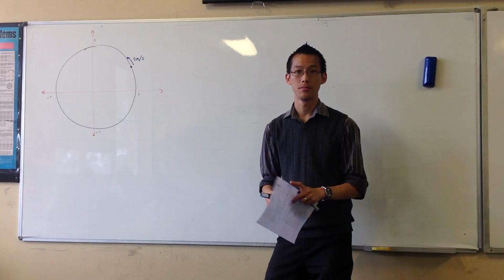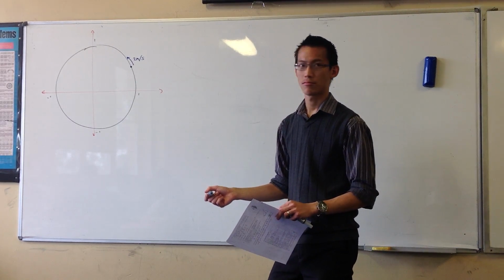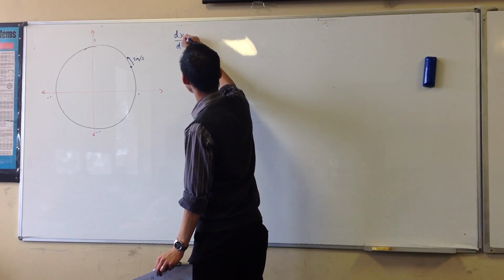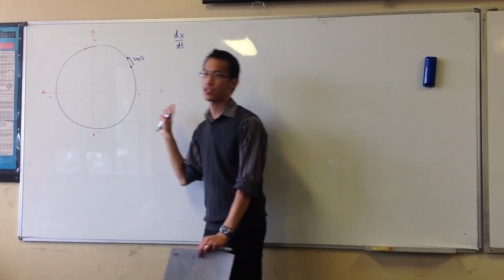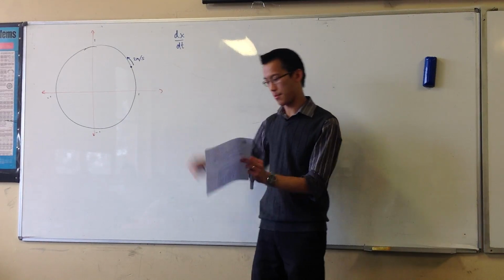So what are we after, in simplest terms? Rate of change of the x-coordinate, dx on dt, right? As in, this point, it's got a position around there, and we're just thinking about the horizontal position. And we want to see how it's changing over time. Okay, good.